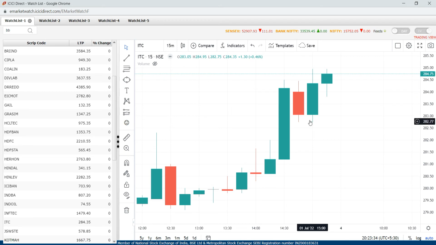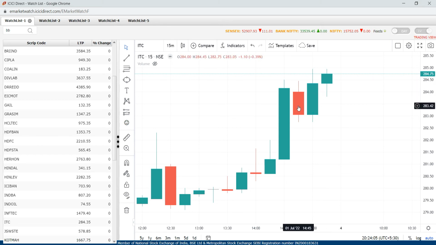So in a green candle, this is the opening, this is the closing, this is the high and this is the low. It opened at 283.05 and it closed at 284.35. This is called the body of the candle, this is the opening and this is the closing. Whenever the closing of a candle is higher than the opening, it's a green candle.